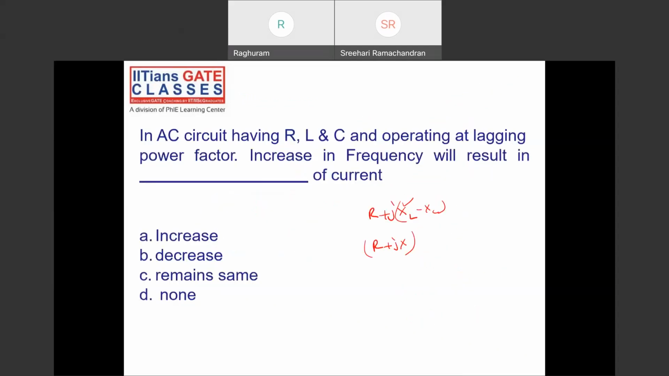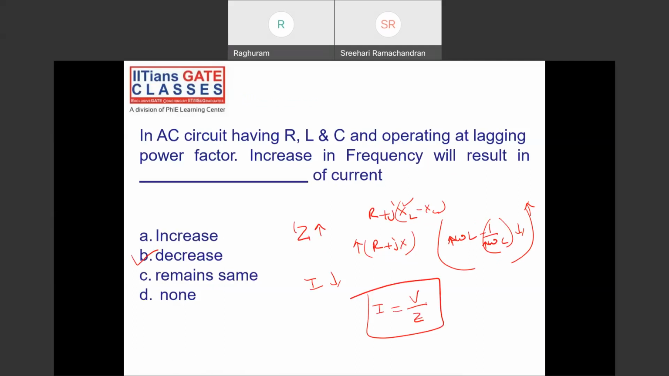Now if I increase the frequency, see, this is nothing but omega L minus 1 by omega C. If I increase frequency, what happens? The omega L term will increase and the 1 by omega C term will decrease. So the difference will increase. Impedance increases. Current decreases, as I is equal to V by Z. Impedance increases, current decreases.